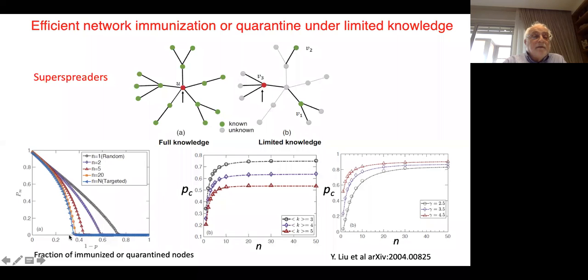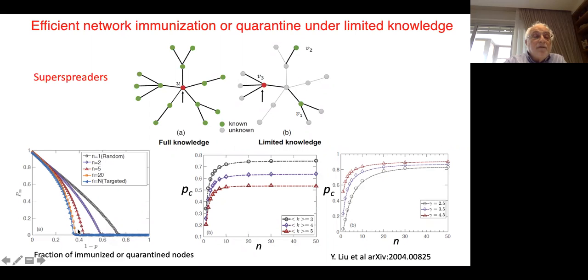So if I immunize 35%, I stop the epidemics. However, imagine now that I don't know the super spreader. This is targeted immunization: a means to find the super spreader. Imagine that I don't know the super spreaders, but I know only, let's say, 5 people. I take 5 people, and from these 5, I choose the best to immunize.